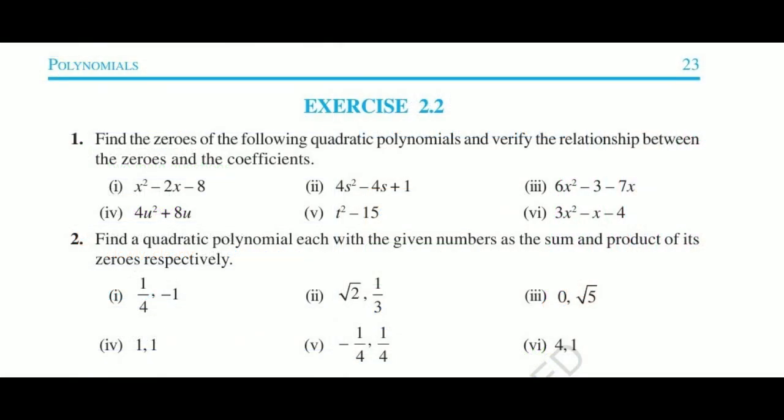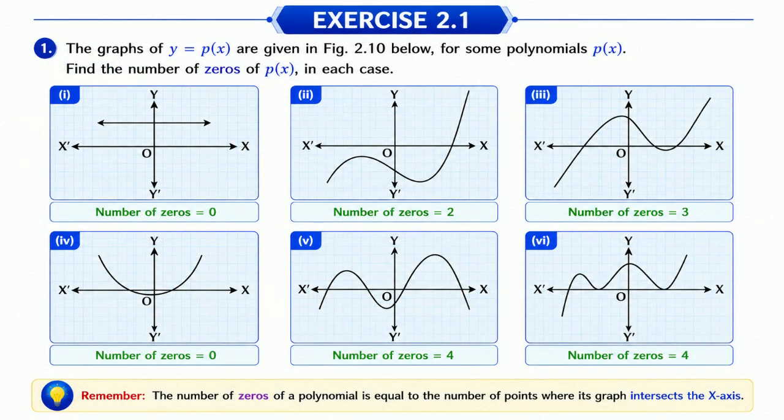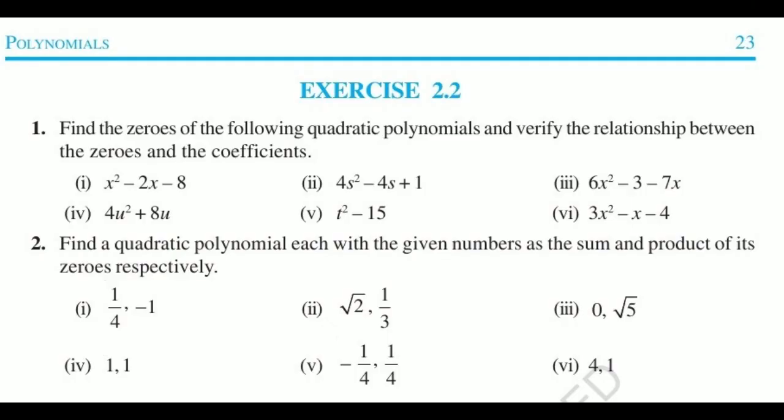Till now, in exercise 2.1, we learned how to identify zeros from graphs. We simply observed the graph and counted the points where the polynomial touched or cut the x-axis. But now we are moving one step forward. Today we are starting exercise 2.2. In this exercise, the graph is not given. So the question is, if there is no graph, then how can we find the zeros of a polynomial?